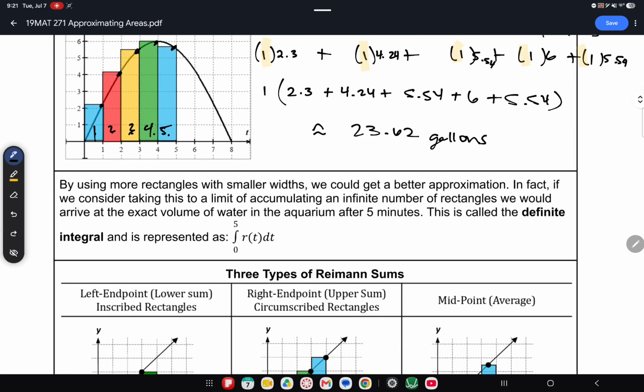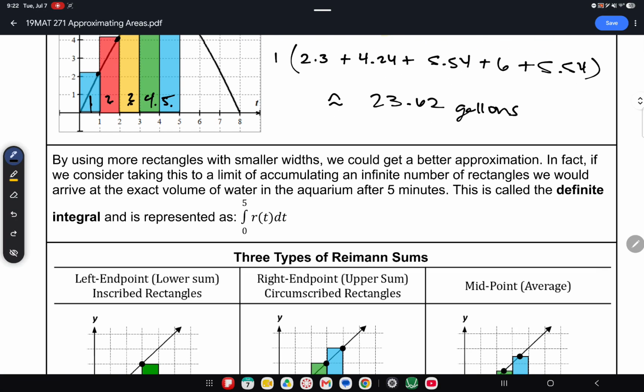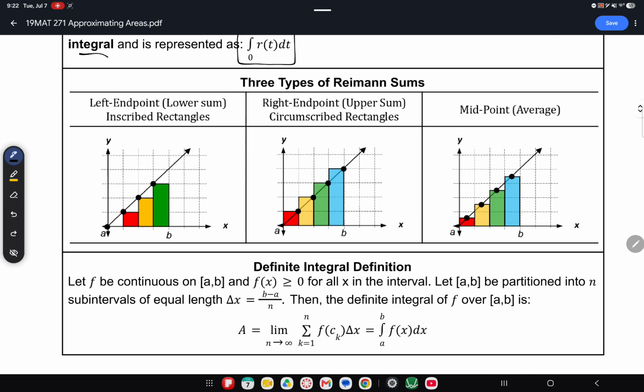And so if we want to write this in integral notation, because we're eventually going to be doing integrals anyway, this is what it would look like right here. We can do the limit of adding up an infinite number of rectangles, and what that gives us is this definite integral, which is right here from 0 to 5, the integral of r of t dt. And we'll get into that a little bit later.